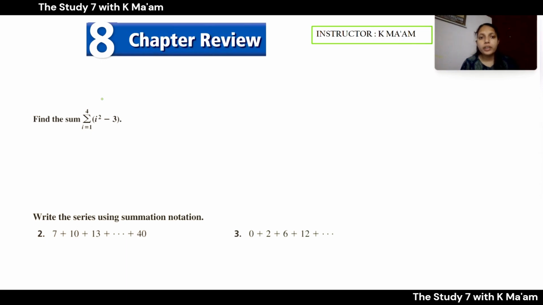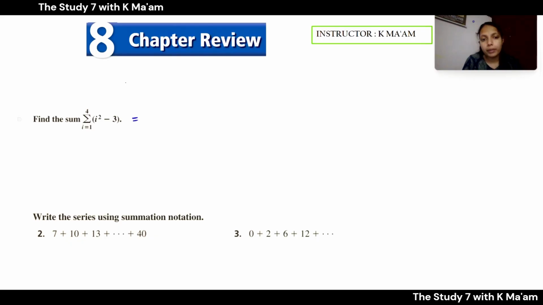Hello everyone, today we will do the review for chapter 8. The first question is find the sum of the summation, i from 1 to 4, of i squared minus 3.